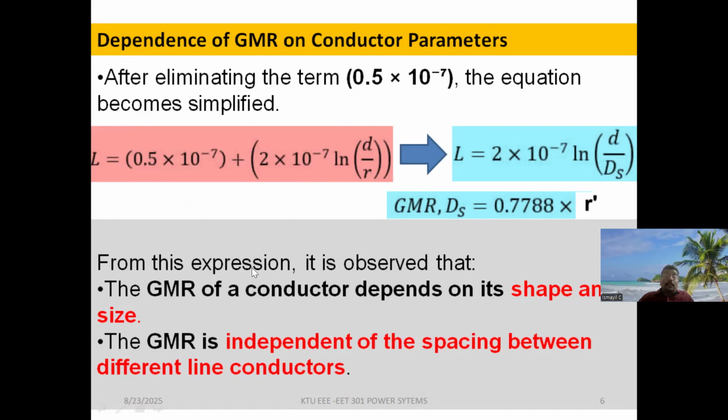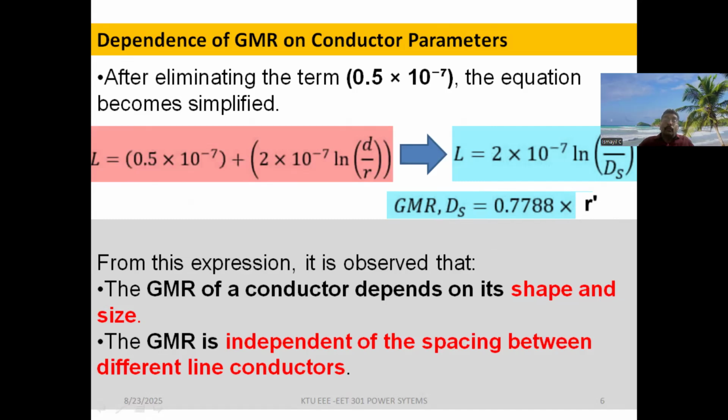So by checking this equation, we can say that GMR only depends on the radius of the conductor. That means it depends on the shape and size of the conductor used. It does not depend on the spacing between the transmission lines.